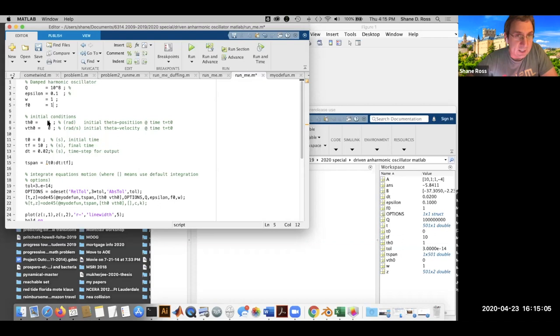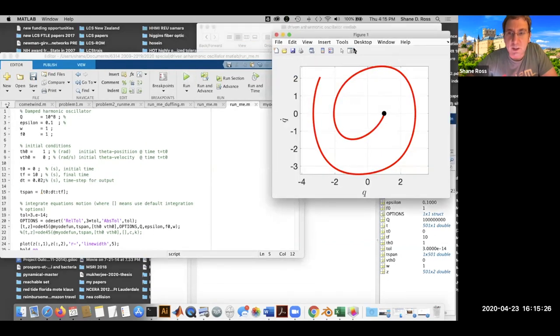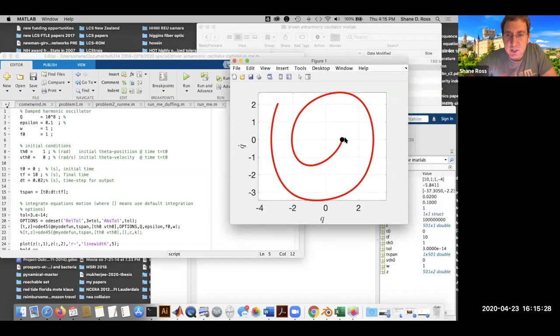And then this is just the initial position. I've got 1, 0. So I'm starting on the x-axis. I'll integrate this from time 0 to 10. And you'll see what happens, hopefully, if I were to run this. Okay, I've got the plot over here. So I started at this initial condition, which is at 1, 0, and it's going around doing something like that.